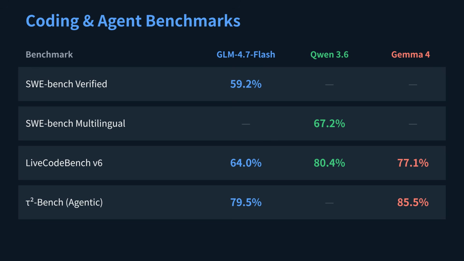Qwen 3.6 scored 67.2% on SWE Bench Multilingual. Gemma 4 led on Tau Squared Bench for agentic tool interaction with 85.5%. On Live Code Bench V6 for competitive programming, Qwen 3.6 topped out at 80.4%. Gemma 4 followed at 77.1%. And GLM-4.7 Flash scored 64%.